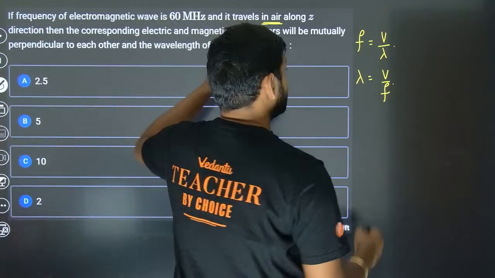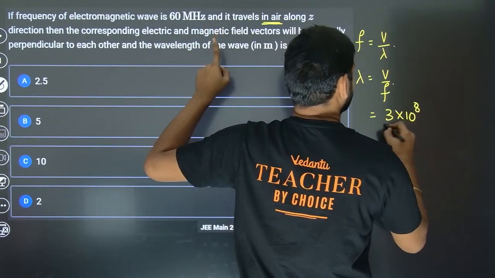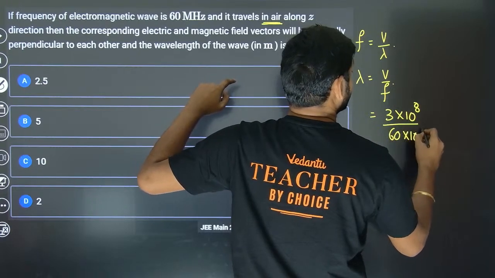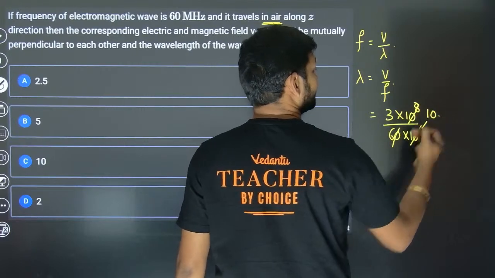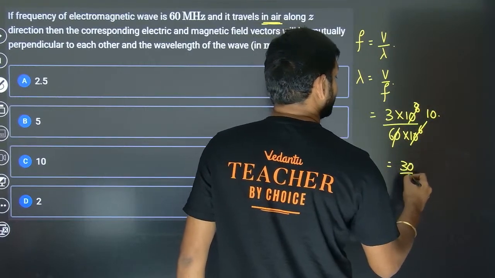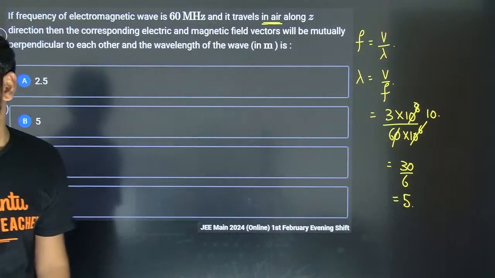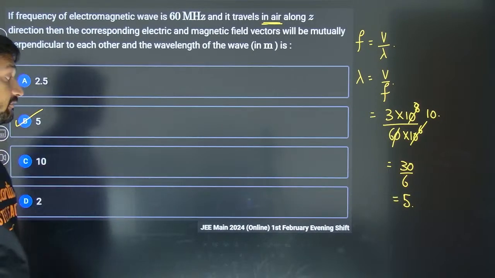Okay. Speed in air is going to be what? 3 into 10 to the power 8 divided by, what is the frequency? 60 megahertz. That means 10 to the power 6. So 10 to the power 6 and 10 to the power 8, you will be left with 10 to the power 2. So it is going to be 30 by 6, which is going to be how much? 5, man. It's going to be 5. So what's the answer? 5.